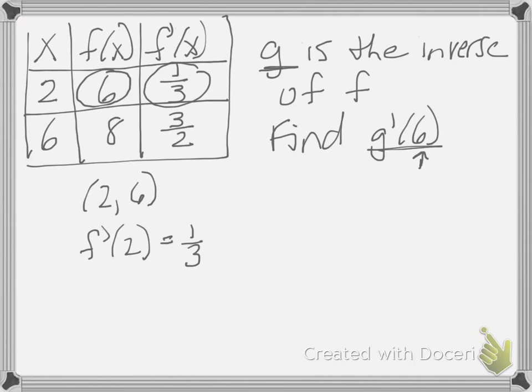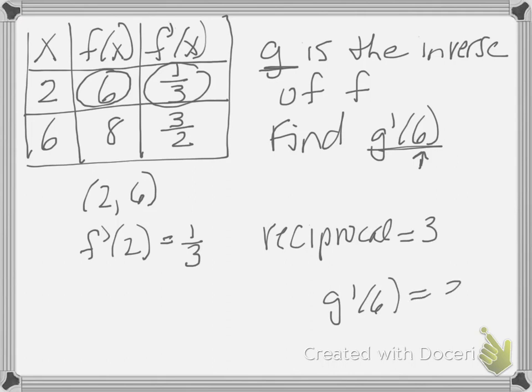So why don't we look at f prime of 2? So f prime of 2 is equal to 1/3. Well, what's the reciprocal of 1/3? It would be 3. The reciprocal equals 3. And that's actually the answer. g prime of 6 equals 3.